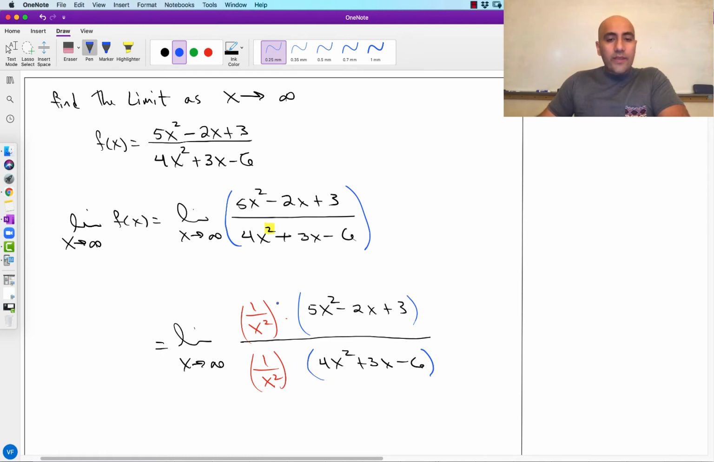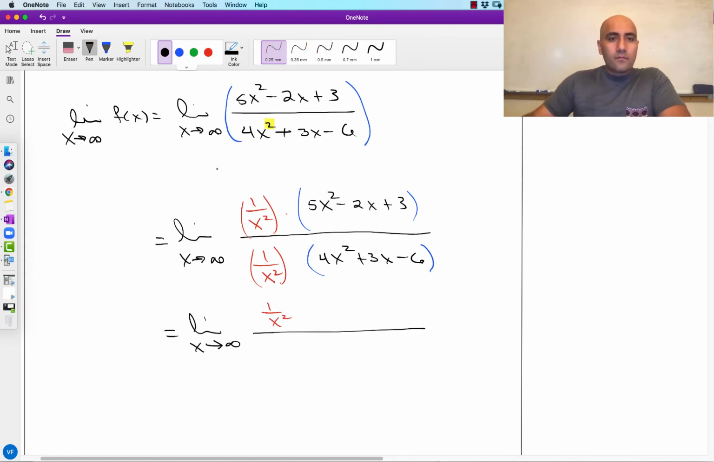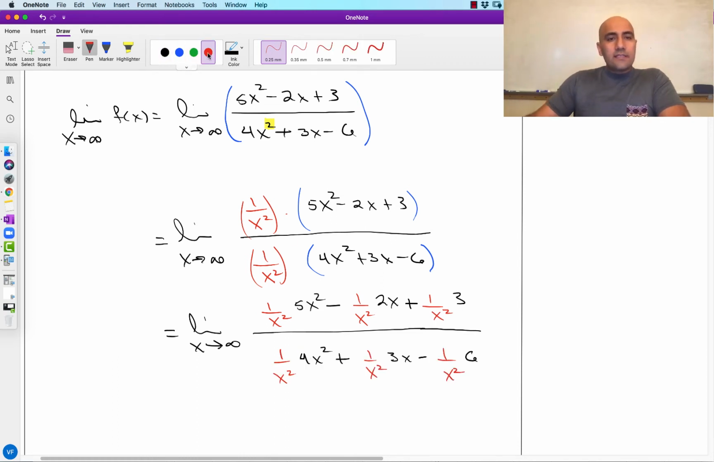And now we can break this up. We can distribute, so this is equal to 1 over x squared multiplied by each one of those terms. And the same thing in the denominator: multiply it by the first one, the second one, and the third one. And so we end up with this. Then a bunch of canceling can happen. Here x squared and x squared cancel. And here they reduce a little bit. Here we have 1x, so that one cancels with that one. There's still one left over.